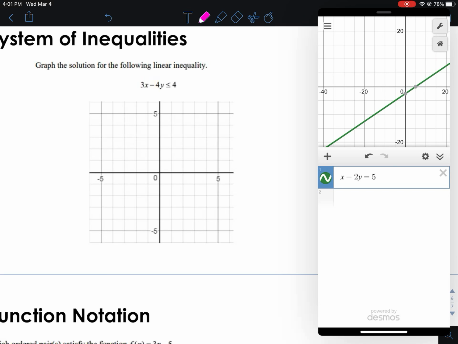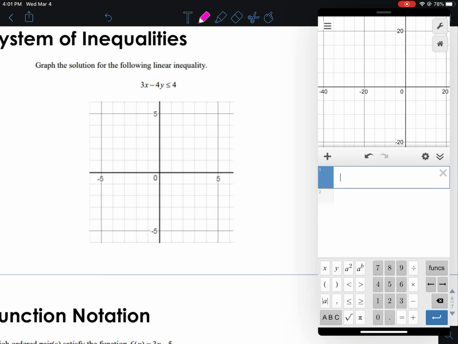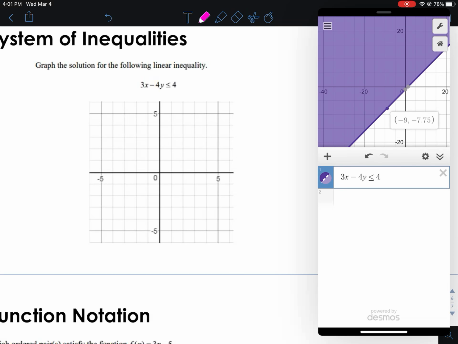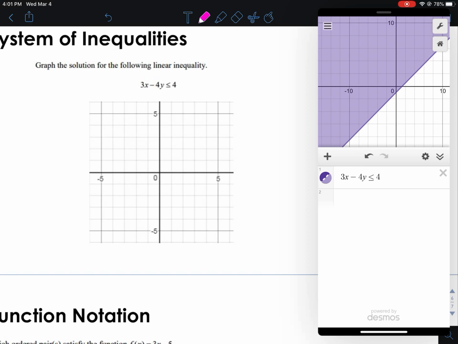System of inequalities, and I'm actually going to do an additional one on this too. You do the same thing. 3x minus 4y is less than or equal to 4. Whoops. So there's your graph. So you could just kind of sketch it from there on this problem.